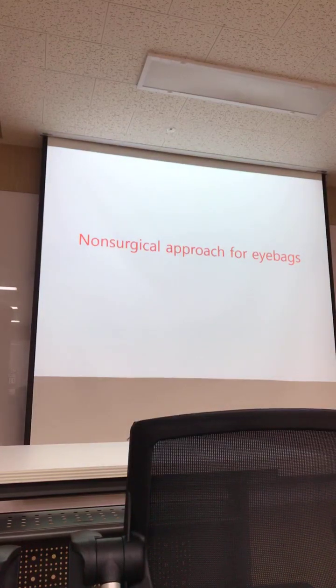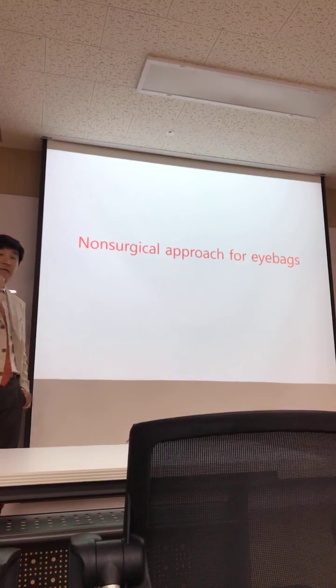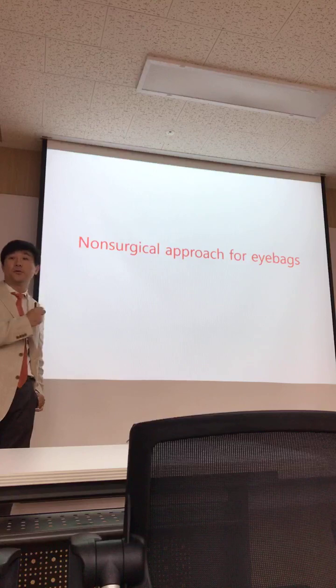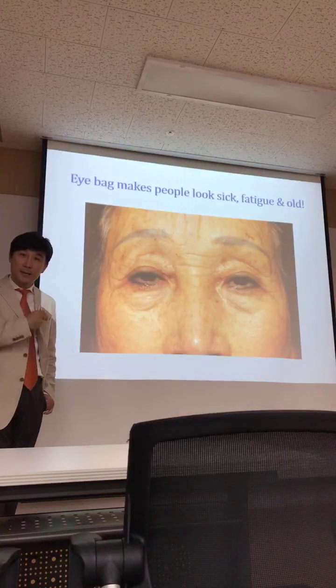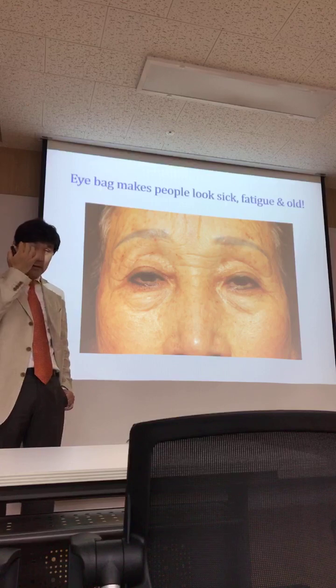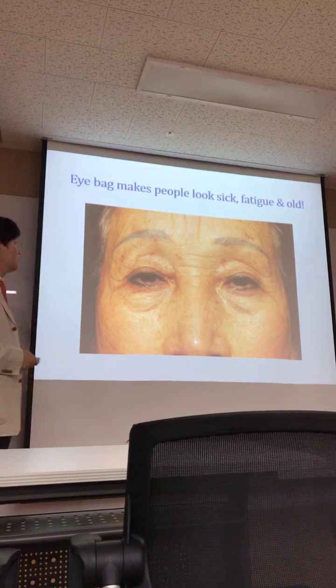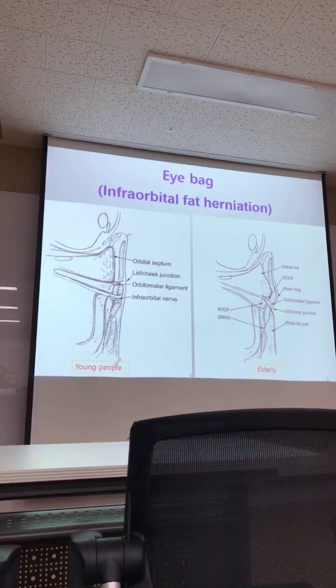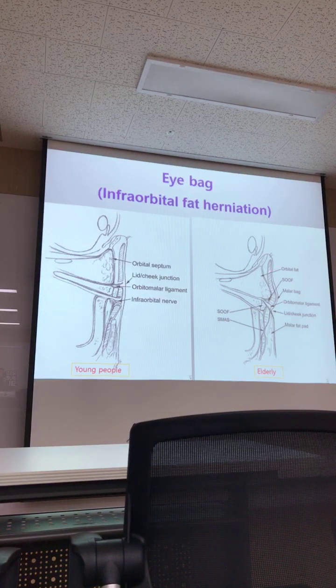So during the eyelid wrinkle treatment, I found out the eye bag is also improved. By tightening of the skin, we can push back the herniated fat into the orbit side. Because the eye bag is a kind of fat herniation due to the loosening of the skin. So once we tighten the skin, we can push back the herniated fat into the orbit side.